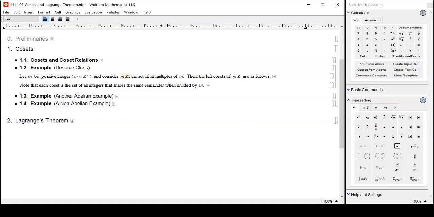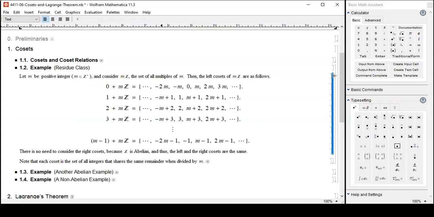So when m is negative, then replace m by negative m. So either way, we're going to get some positive integer times Z. The coset structure is as follows: 0 plus mZ, 1 plus mZ, 2 plus mZ, and so on, all the way over to m minus 1 plus mZ. The set of all multiples of m, in other words, the set of all integers whose remainder is 0 when divided by m.